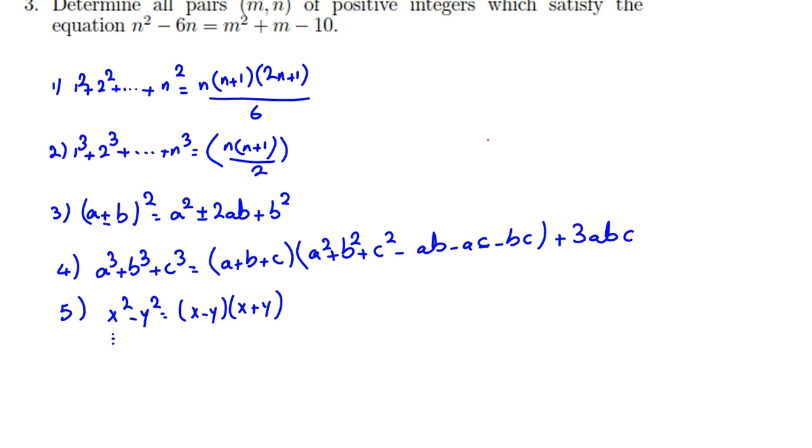Now in this part, let's work on n squared minus 6n equals m squared plus m minus 10. In the first step, let's write the solution of the problem. We say, okay, n squared minus 6n equals m squared plus m minus 10. Because I have n squared minus 6n, I want to use the third identity. I want to write it as something squared minus something. How can I do that?